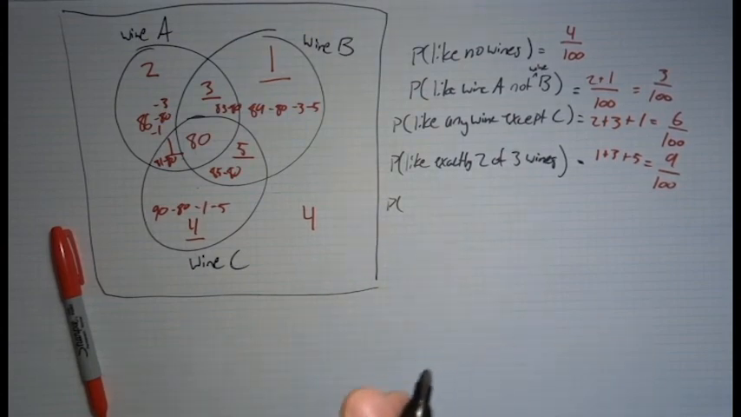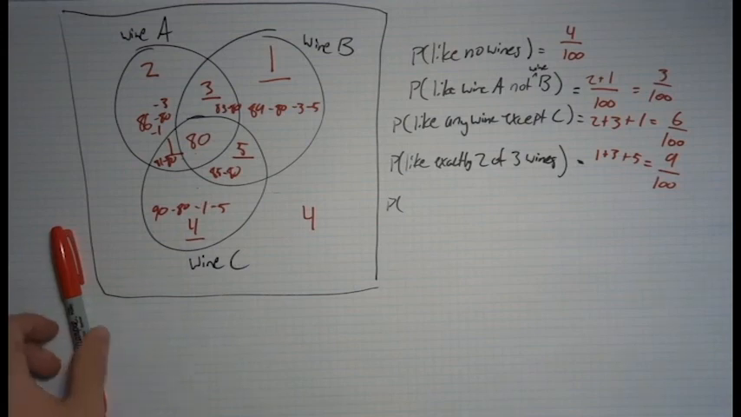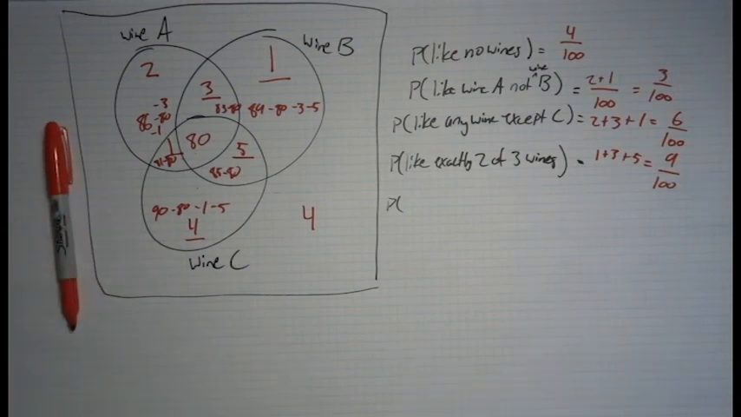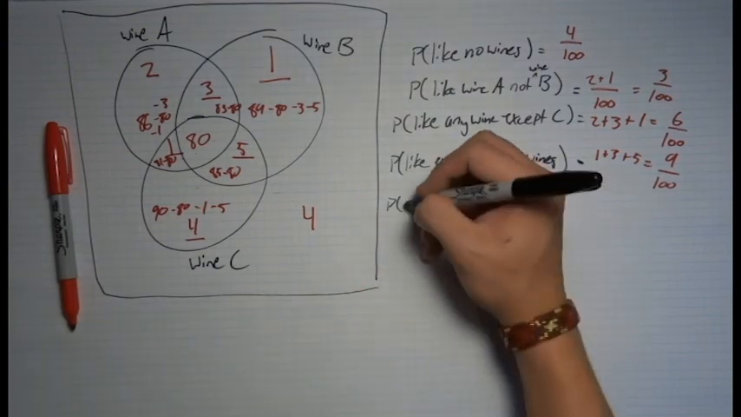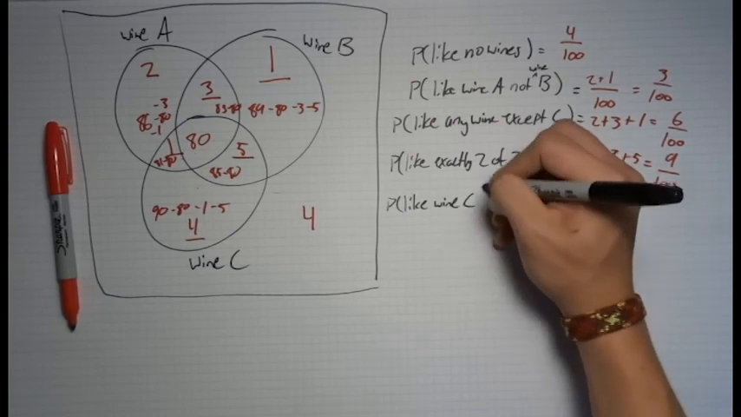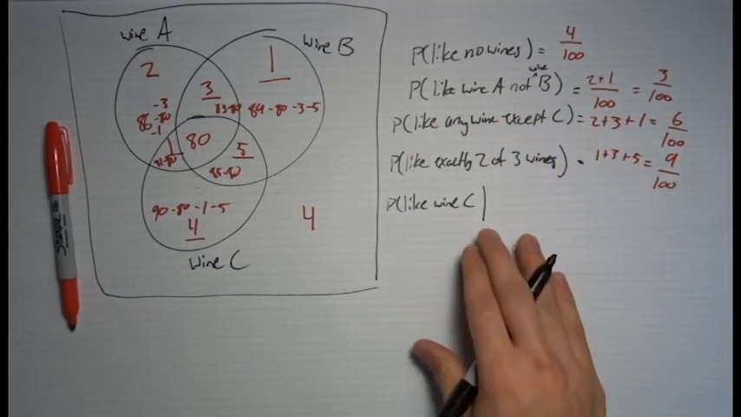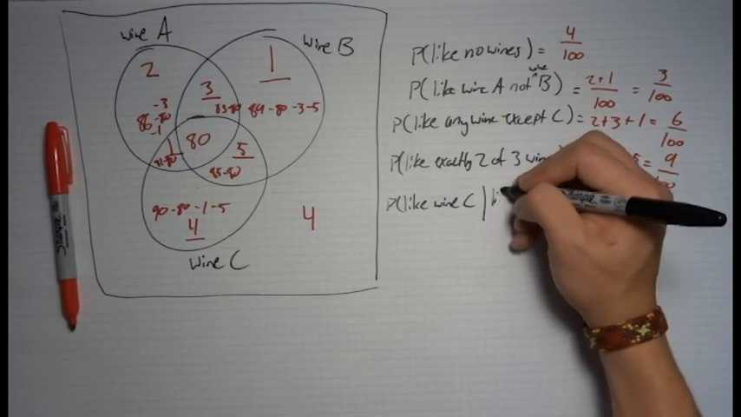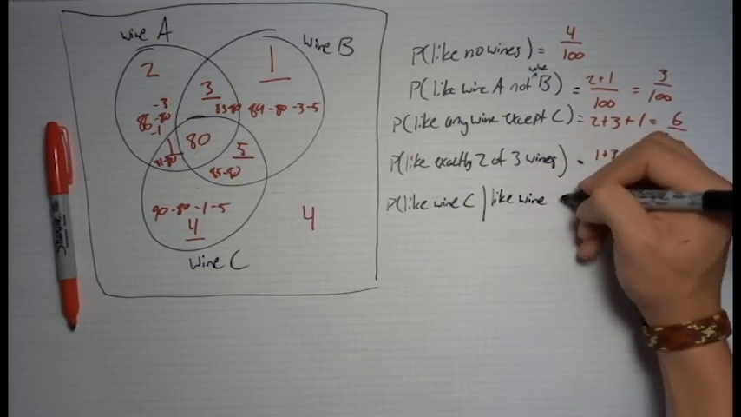Given that a person likes wine A, find the probability that they like wine C. All right, so for this question, they introduced you to a new concept, the word given. You guys have obviously seen the word given before, but this is again a refresher. So I'm going to rewrite this as the probability that they like wine C, given (this vertical line right here stands for the word given) that they like wine A.